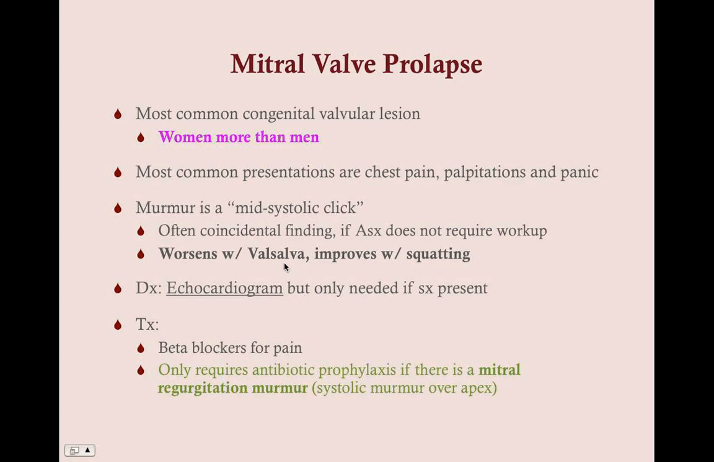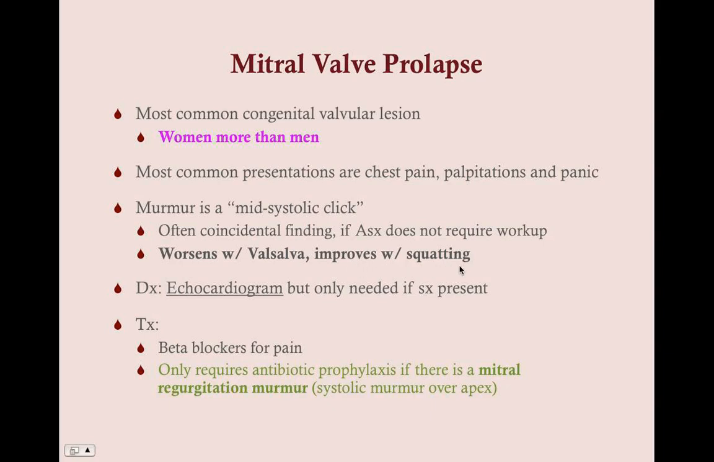Now, in mitral valve prolapse, when there's less blood flowing through the heart, you're going to hear that prolapse valve click a lot louder because you don't have blood flow going through there as much. So the mitral valve prolapse murmur, that click, is going to worsen with Valsalva because there's less blood on top of it. So you hear the prolapse much louder when there's less blood hiding it. And it's going to improve with squatting or with leg raises.